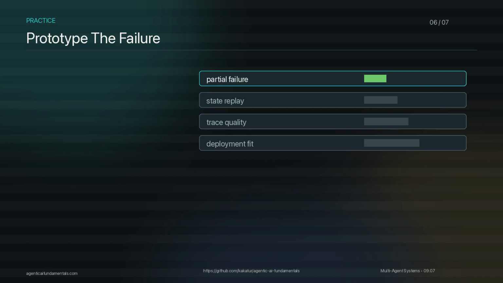The fastest way to choose badly is to prototype only the happy path. Every framework can make a small demo look good. Prototype the failure instead. What happens when one branch fails? Can you replay from state? Can you see which agent made the bad decision? Can you test the workflow without calling a model every time? Can your team deploy and observe it with the tools they already use? Those questions reveal fit quickly. A framework that shines in a notebook may be awkward when you need deterministic tests, replay, and trace review. So compare frameworks by the hardest behavior your project needs, not the easiest screenshot.